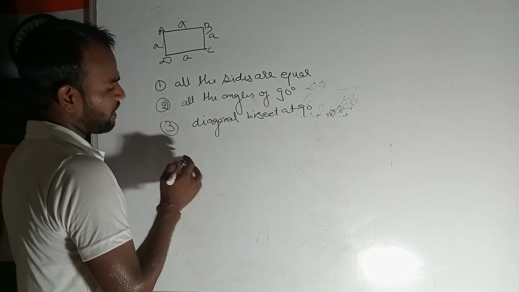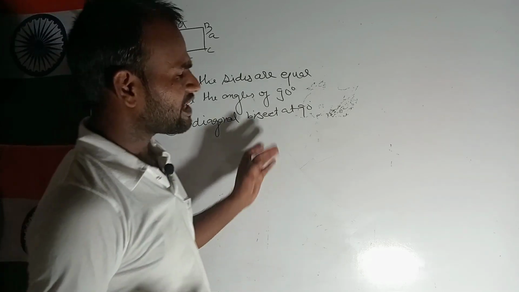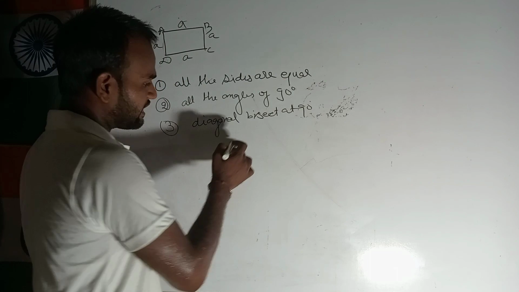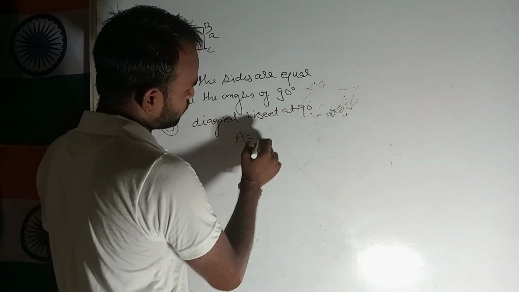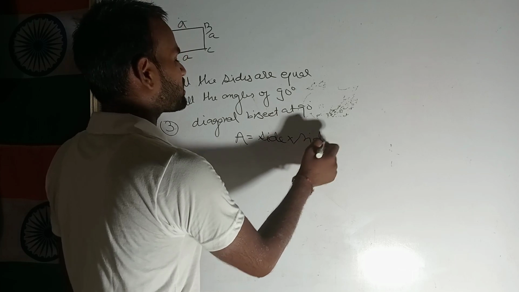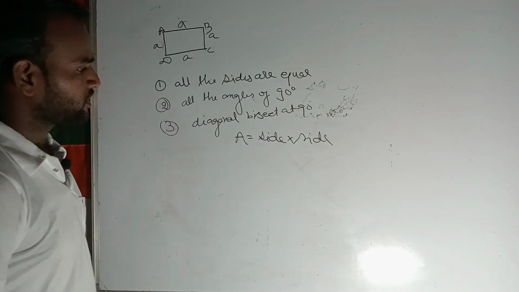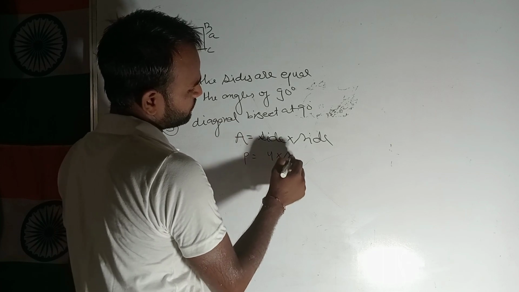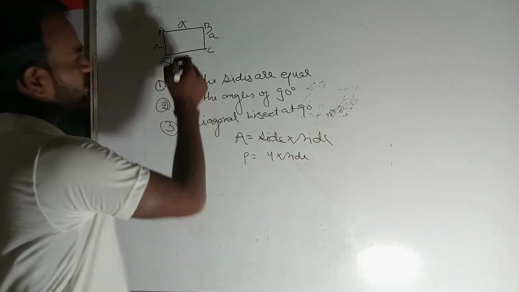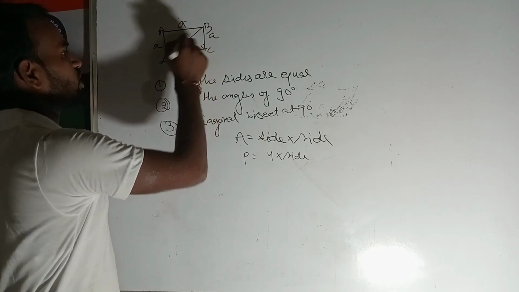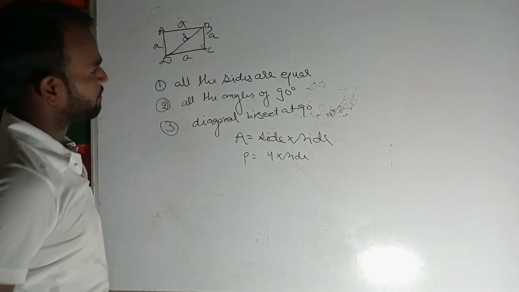Without discussing a lot of properties of the square, I will tell you the area of the square. The area of the square equals side into side, because we don't have so much time to discuss all these properties. And the perimeter of the square will be 4 into side. Now I will draw a diagonal here. This is 90 degrees. This is your hypotenuse, which means D equals the hypotenuse.